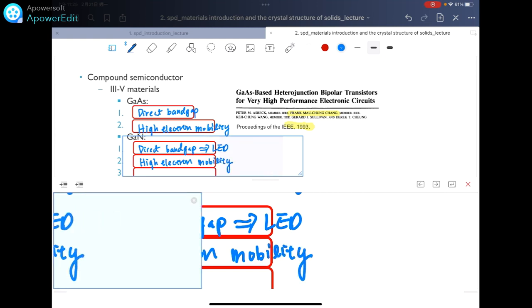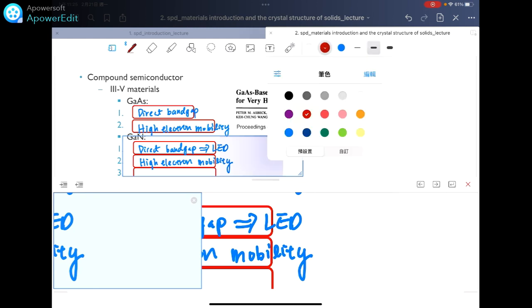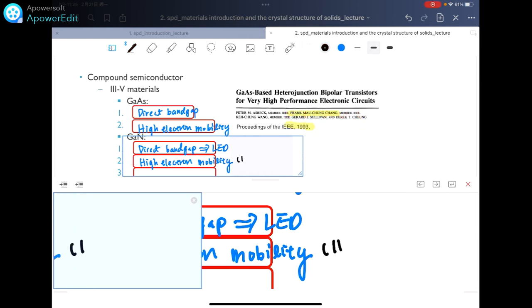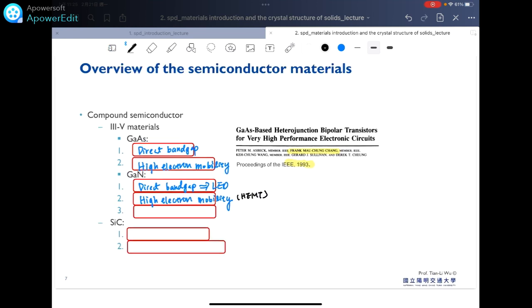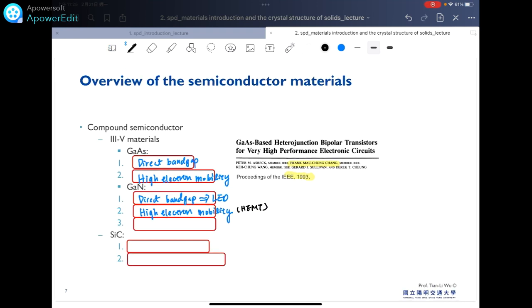And therefore, usually we call this a HEMT. We will also talk about it very late, almost at the end of the semester, when we quickly go through what a typical HEMT device looks like. And the major difference between gallium nitride and gallium arsenide is the large band gap.